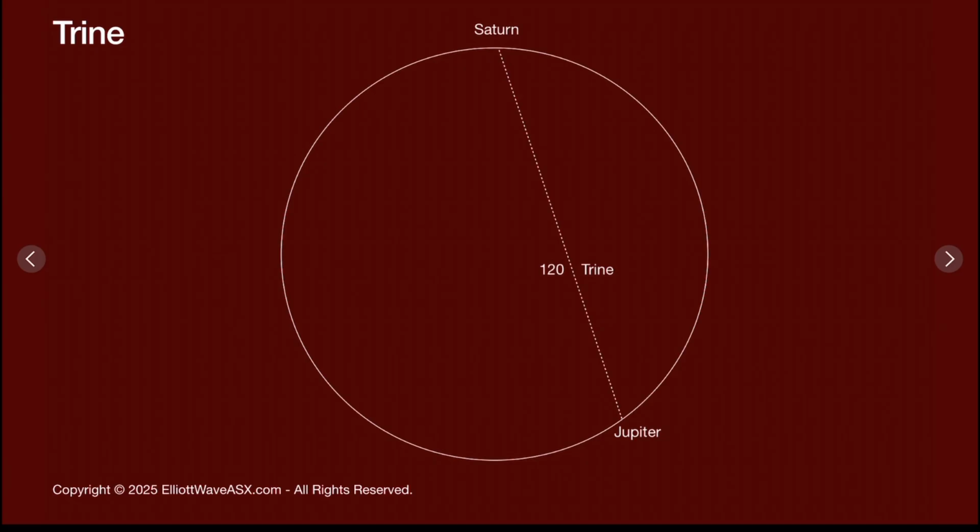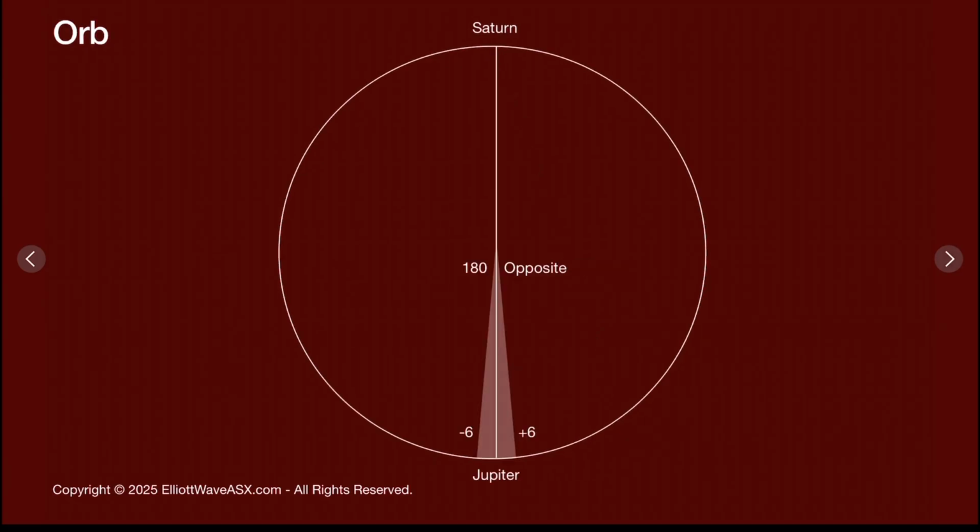Now there's something called an orb. That's when the aspect isn't exact, but the planets are close enough to an important angle to have an effect. Now I've found that about a 6-degree orb works well. It's wide enough so you don't miss anything, but not too wide to give too much information and combinations to look at.